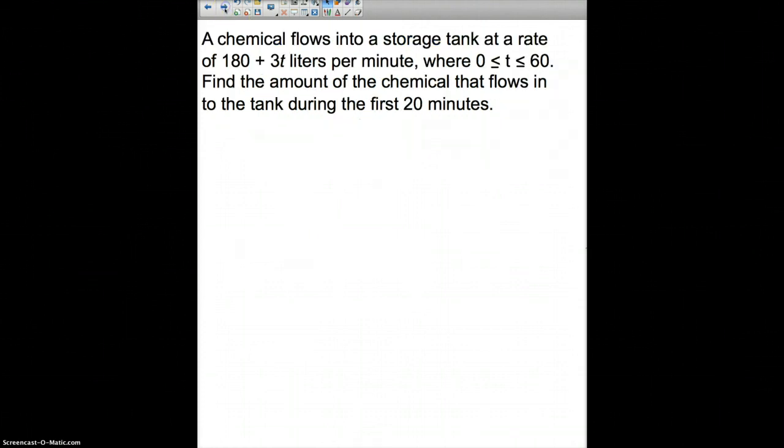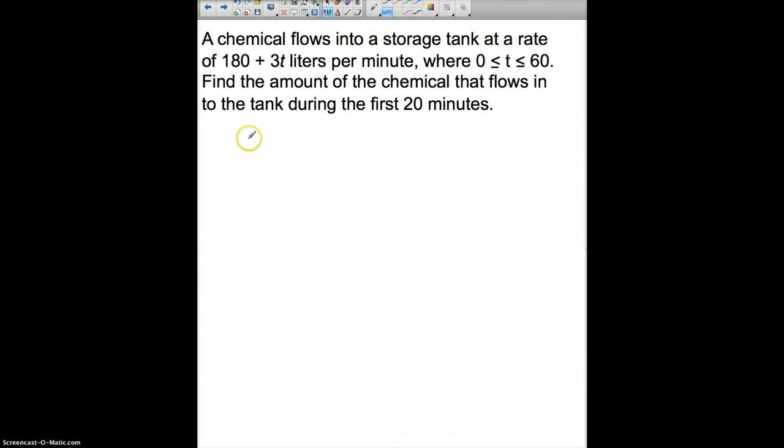All right. Here's an example. A chemical flows into a storage tank at a rate of 180 plus 3t liters per minute. T is between 0 and 60. So that's time, minutes. Find the amount of the chemical that flows to the tank during the first 20 minutes.